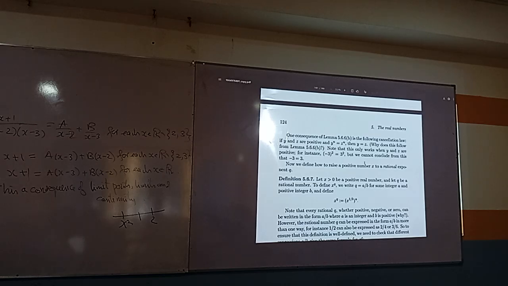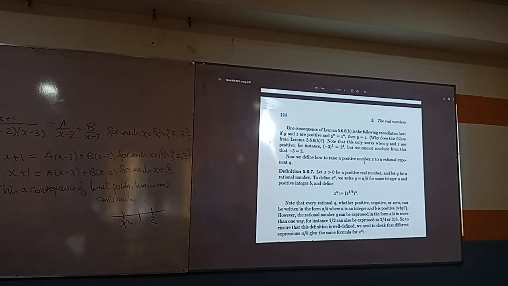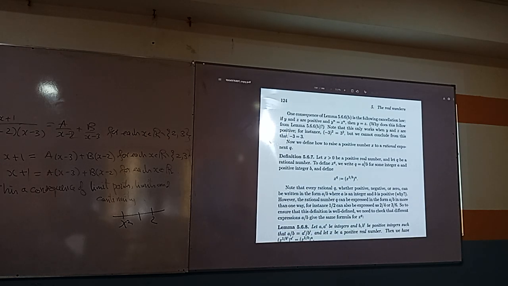However, the rational number q can be expressed in the form a over b in more than one way. For instance, 1 over 2 can also be expressed as 2 over 4 or 3 over 6. So to ensure that this definition is well defined, we need to check that different expressions a over b give the same formula for x to the q. So that is an important result.